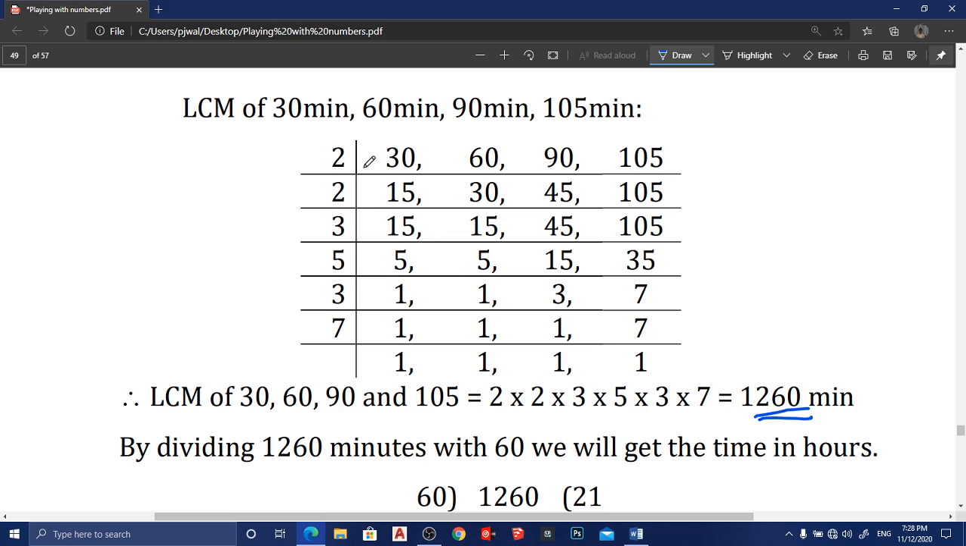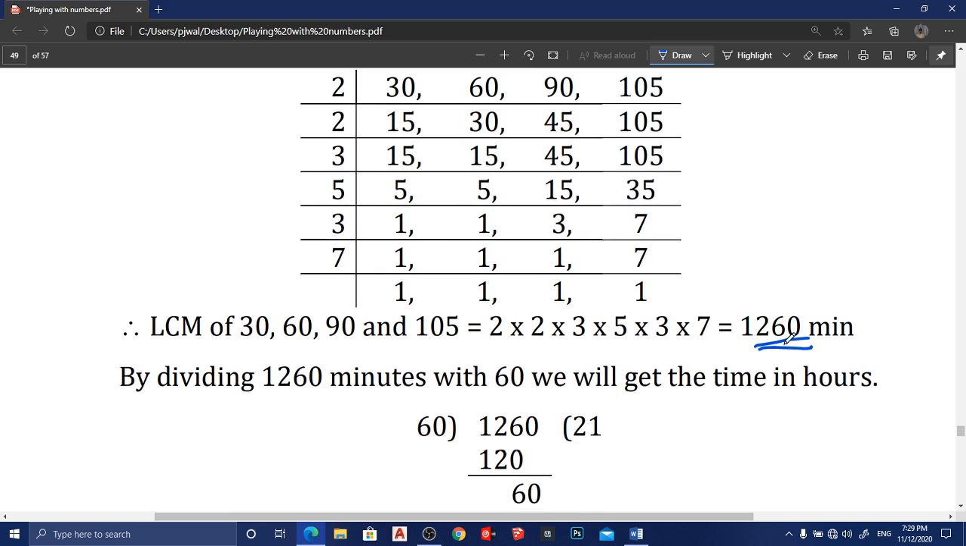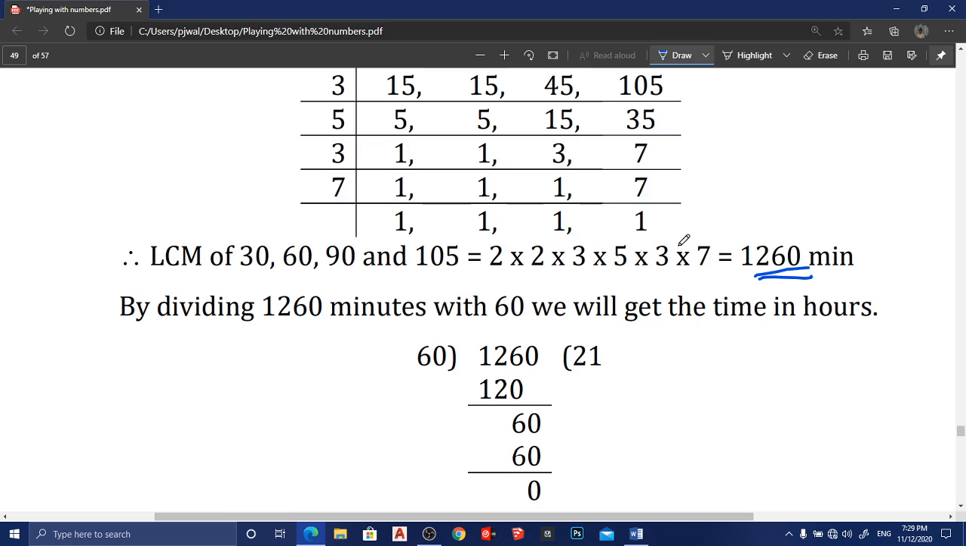First I am taking 2: 2 15s are 30, 2 30s are 60, 2 45s are 90, and 105 I bring down. Here 15 cannot be divided by 2, 45 cannot be divided, 105 not divisible. So I am taking 3: 3 5s are 15, 3 15s are 45, 3 35s are 105. Then 5: 5 1s, 5 1s, 5 3s, 5 7s. Next 3, next 7, 7 1s are 7. Multiplying all these numbers we get 1260 minutes, which is the lowest common multiple of all these numbers.